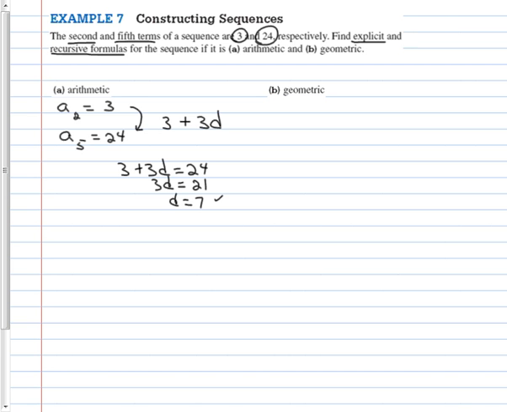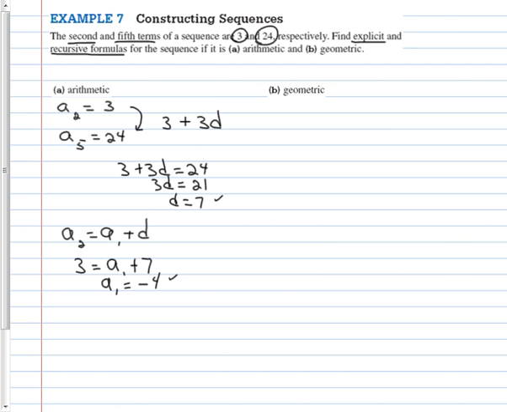Once I have my common difference, I could figure out what my first term is, because I need my first term in some of my formulas. Well, my second term is my first term plus the common difference, right? So my second term, 3, must equal my first term plus 7. What's my first term? -4.